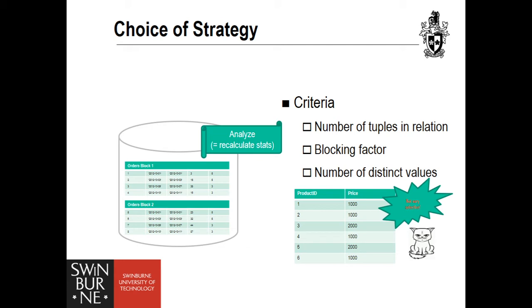So, it may be possible to bring an entire table into memory in one disk access. The number of distinct values tells us how many different values an attribute has. In the example, the price attribute has only 2 distinct values, so selectivity is related to this. The more different values an attribute has, the more selective it is.